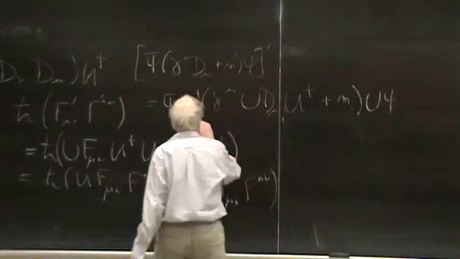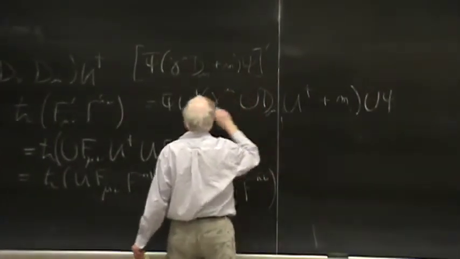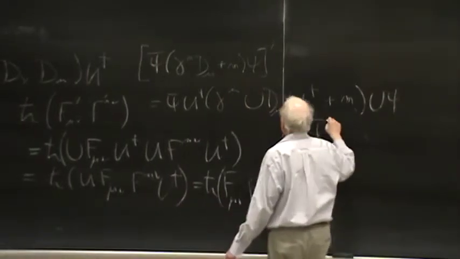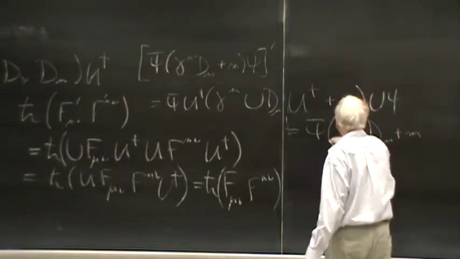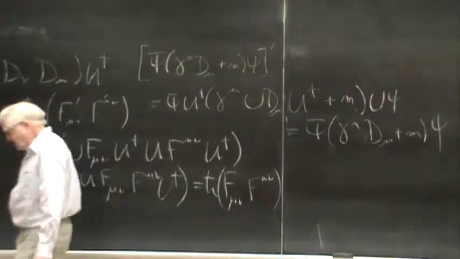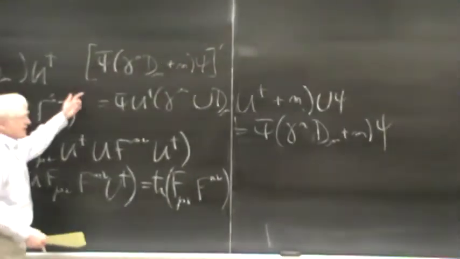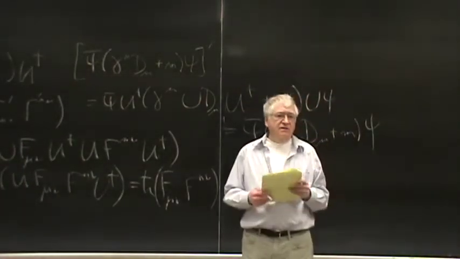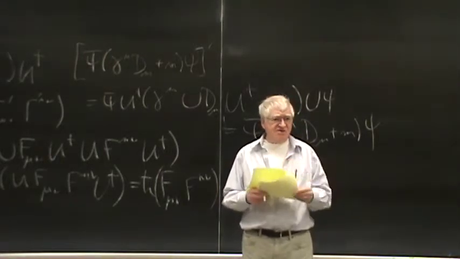And now you see everything cancels. U adjoint U adjoint U, and the m just has U adjoint U. And so this is psi bar gamma mu D mu plus m psi. So Dirac's action is invariant. This is Dirac's action in Weinberg's notation, with Schwarz's notation on the next line. All right, let me go back. Any questions?